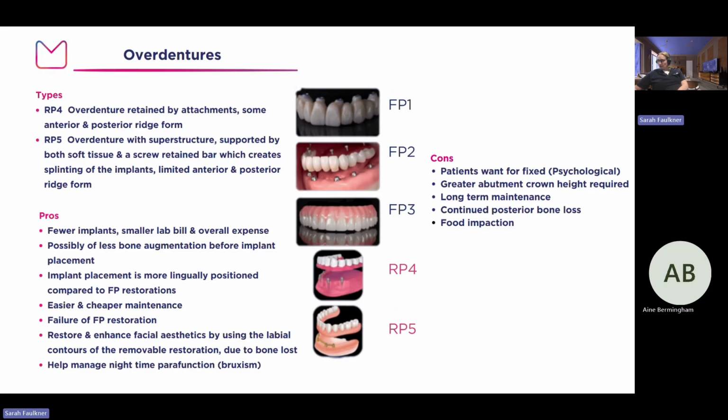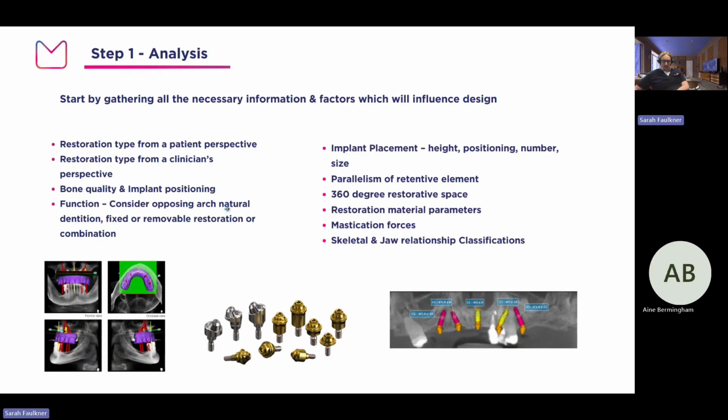So why would you not have an overdenture? A lot of the time it comes down to the patient's perception. They want to get away from that denture. They want to have something fixed, something like their natural teeth again. Also whenever there's limited height, so limited space. There is that long-term maintenance as well. Depending on the variety of bar and componentry that you use, there will be a certain amount of maintenance if there's continued bone loss in the posterior section especially, and there's always that possibility of food impaction. So again, it's like everything, it is trying to make those informed decisions for your patient.